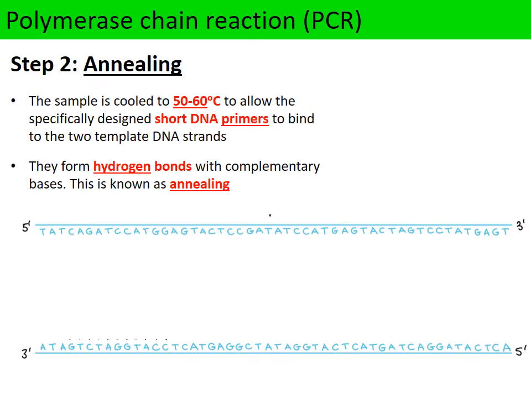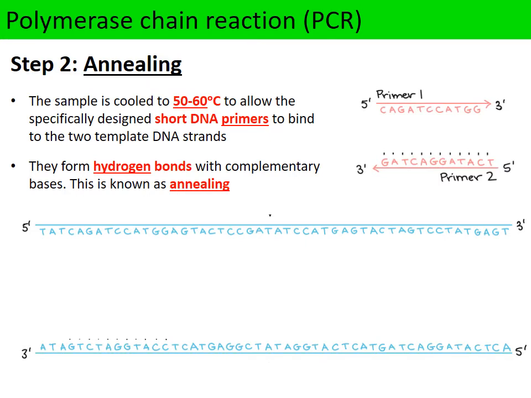So we've got our separated DNA. We've got two template strands, single-stranded. We now add our primers that we've specially designed for the PCR reaction. So primer number 1 is at the top, and primer number 2 is just beneath it in pink. So we know these are going to form hydrogen bonds with their complementary bases. Now this occurs at about 55 degrees C, and we call that annealing.